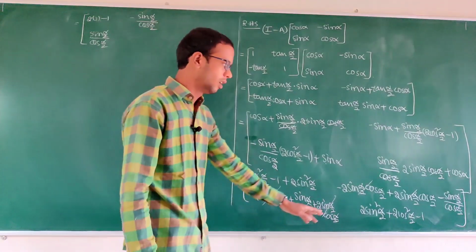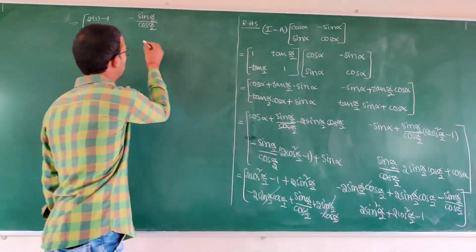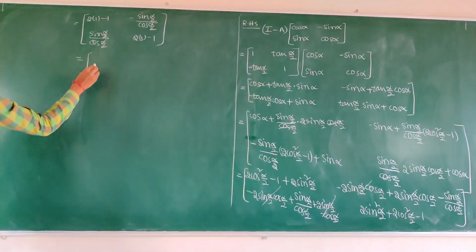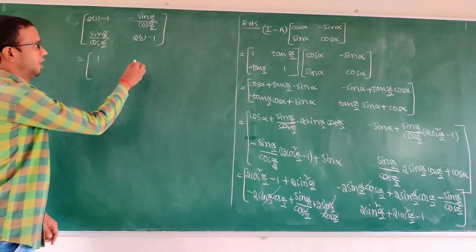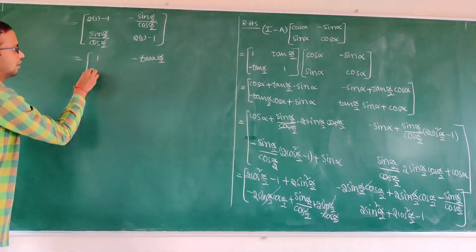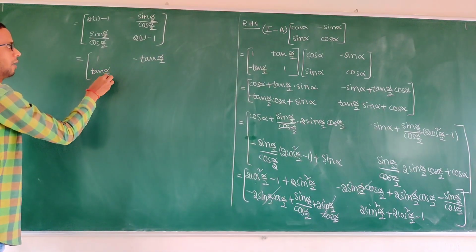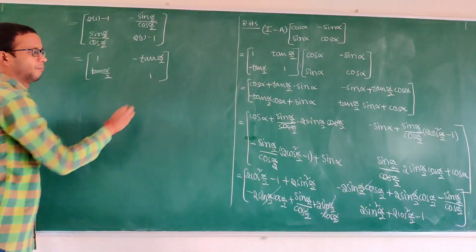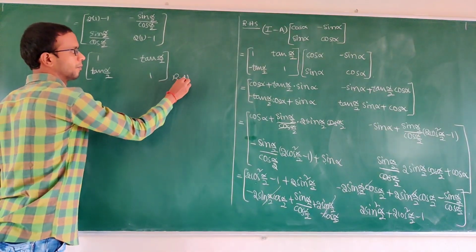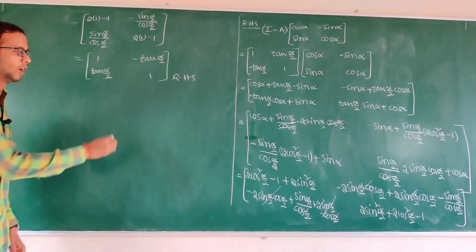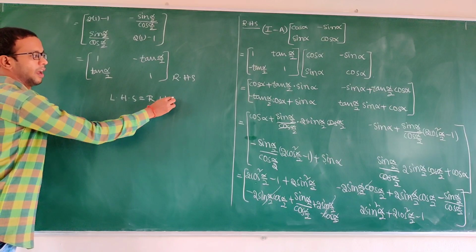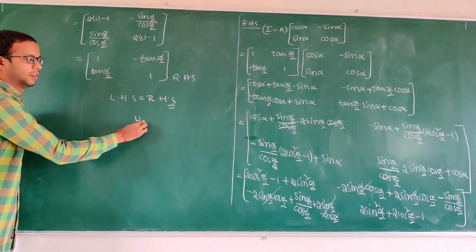Final answer here: 2 if we are taking common, same to same, 2 into 1 minus 1. So 1, and the simplification is minus tan alpha by 2. Next, tan alpha by 2 and 1. So this is the RHS. So LHS is equal to RHS. Hence proved.